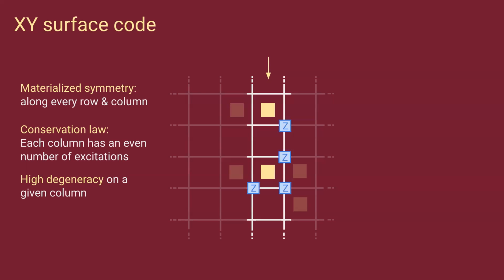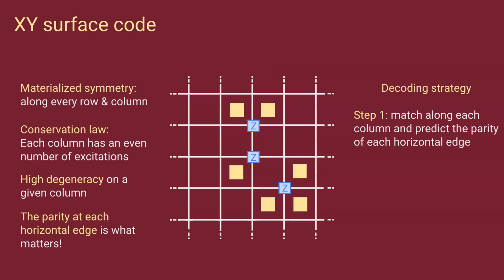And also we can notice that if I put a Z here, so if I change the parity of this edge, now it also changes the symbol. So you mean that what matters is actually the parity. The parity at each of the horizontal edges is what creates the excitations. If you have an even number, we don't create excitations.